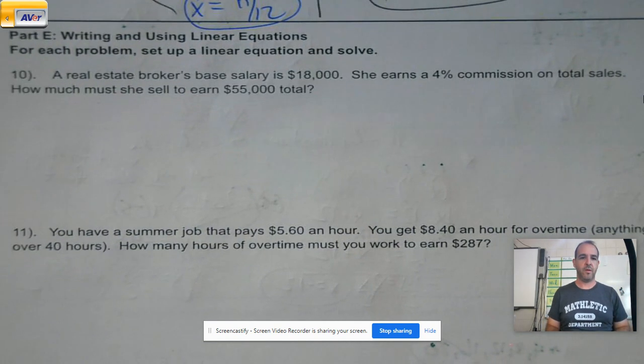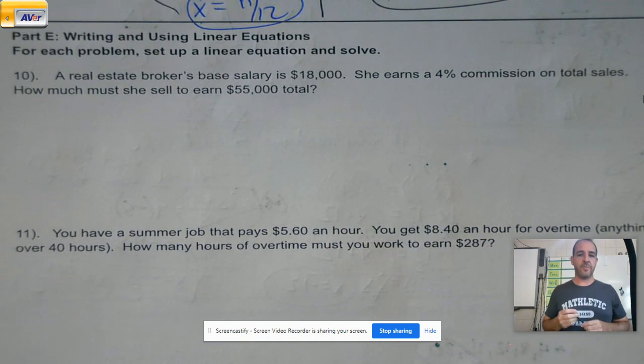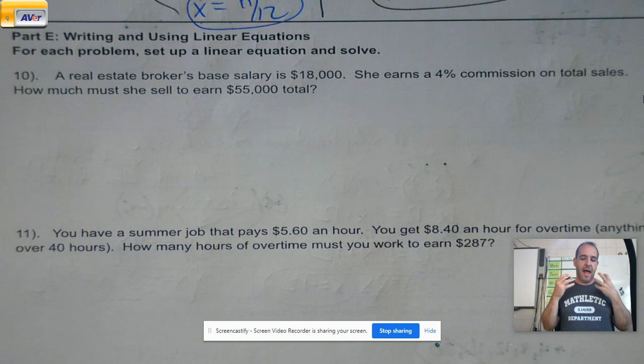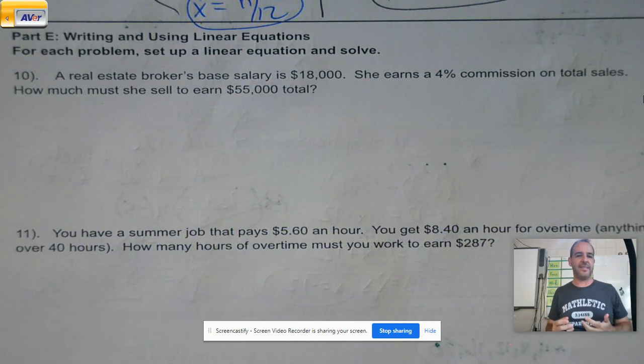Okay. So a real estate broker's base salary is $18,000. Oofda. She earns 4% commission on total sales. How much must she sell to earn $55,000? Okay. I'm not saying you're going to have to write these out in words first, but especially for examples, let's do it so we can kind of see how this works.